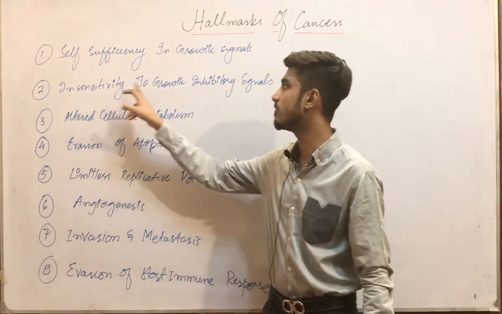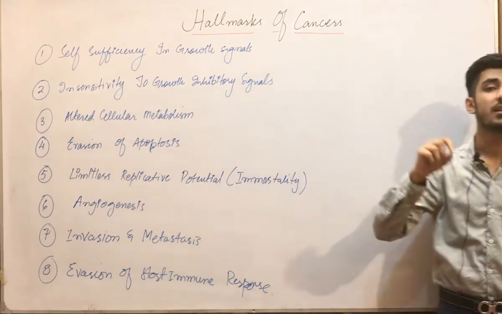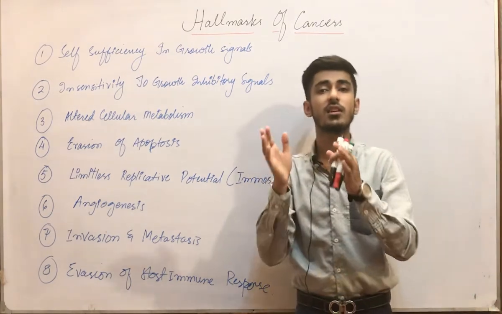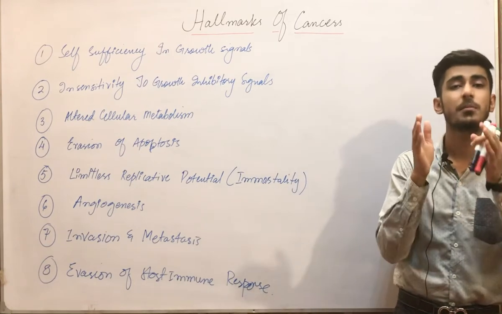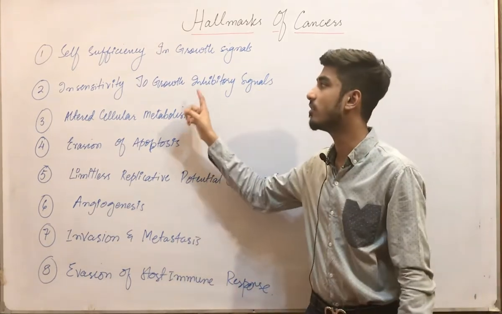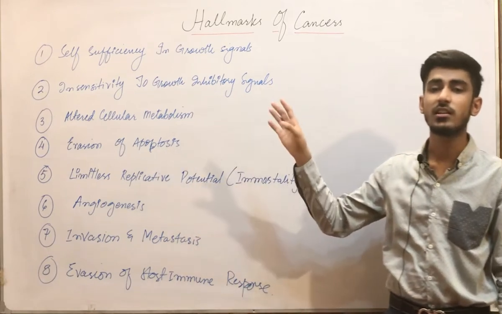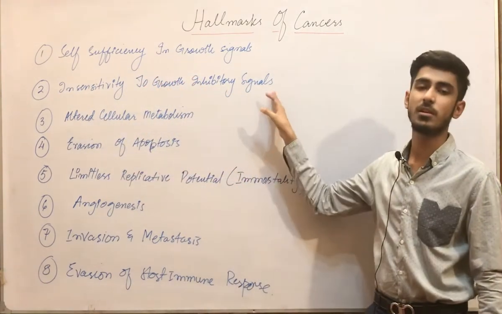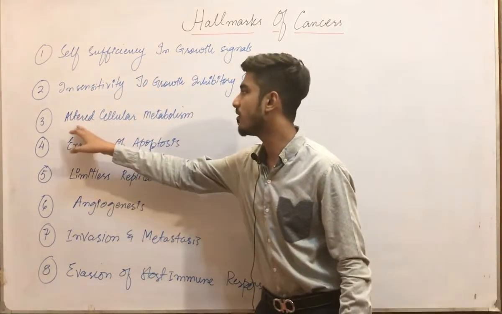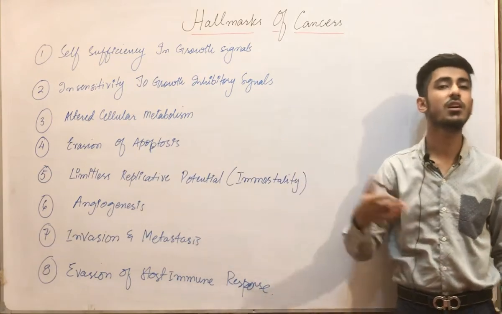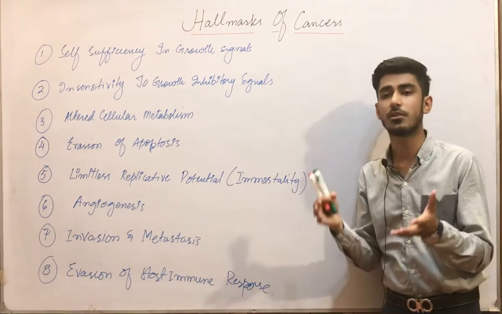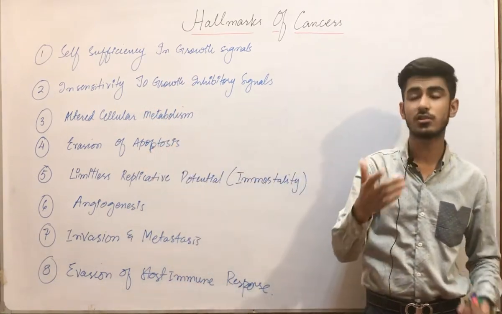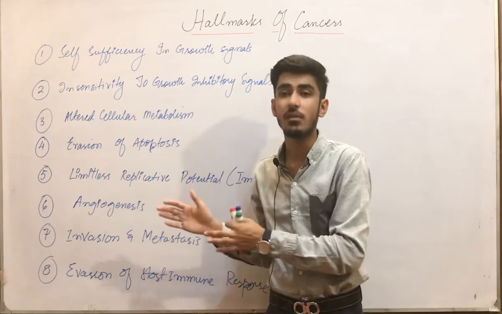Then we have insensitivity to growth inhibitory signals, meaning that any stimulus or substance that inhibits proliferation and growth cannot inhibit the growth in the cancer cells. That is not effective. Insensitivity means it is not responsive to the growth inhibitory signals. Simple as that. Then we have altered cellular metabolism. It means that it carries out aerobic glycolysis, which is called the Warburg effect. We will be discussing each and every hallmark in detail, but I am giving just a brief introduction so that you may be aware of their names.